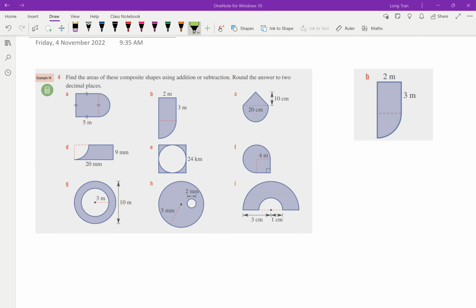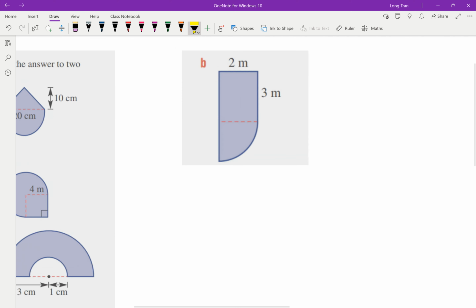Hey there, I'm going to do an example for exercise 4F. So I'm looking at exercise 4F to do with area of sectors, and I'm going to do question 4b. So let's have a look at 4b, okay? I've already moved it over here.